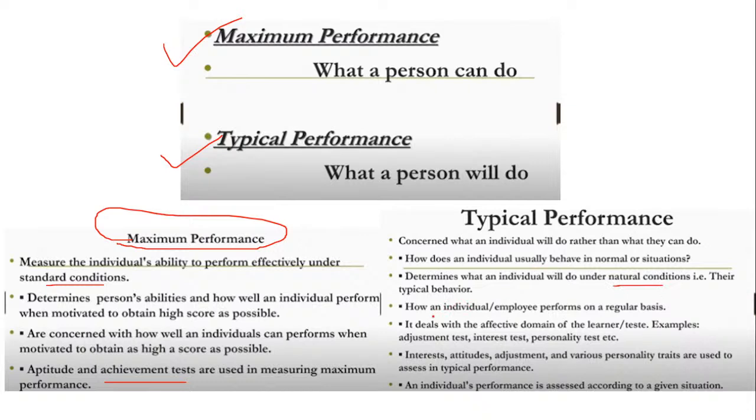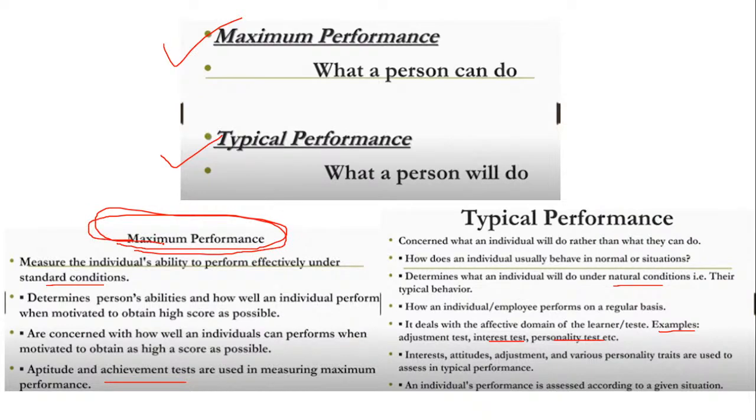Or how the employee, if you are taking it with the help of employee performance or student performance, behaves on a regular basis. Here the examples will be your interest test, personality test, adjustment test, or adaptability test. So this is basically the performance of an individual in a given natural situation, whereas in a given standard condition, it is called maximum performance.